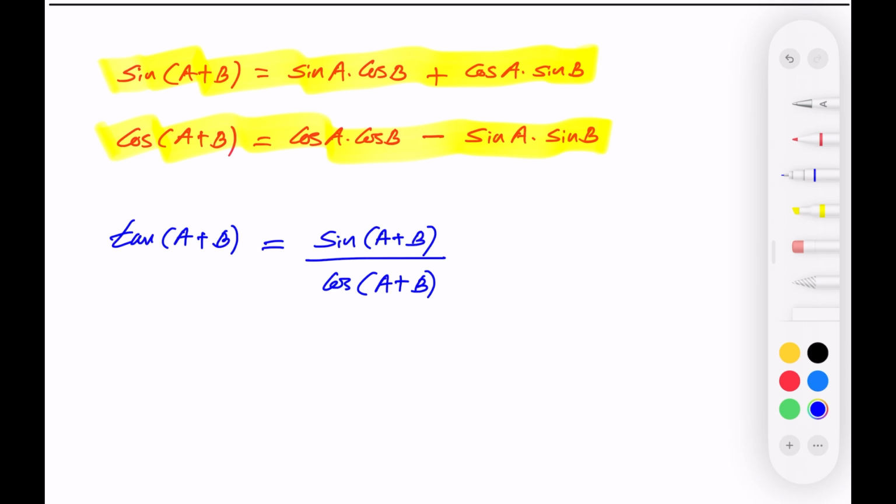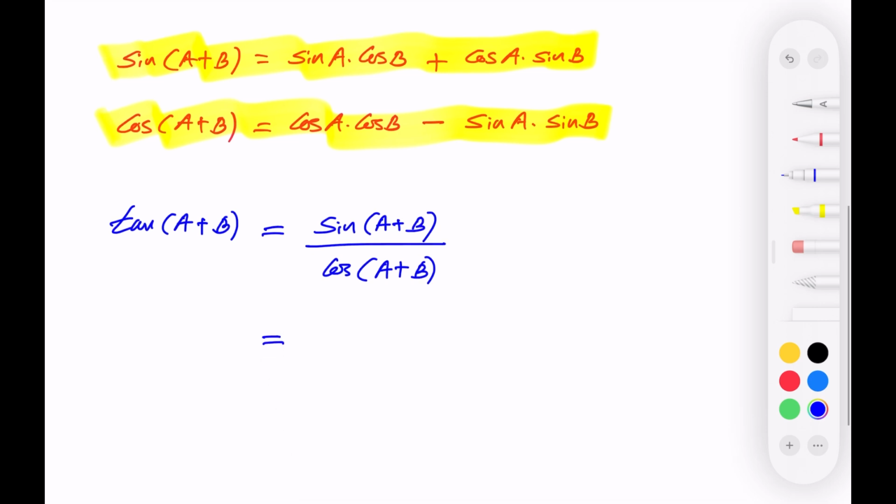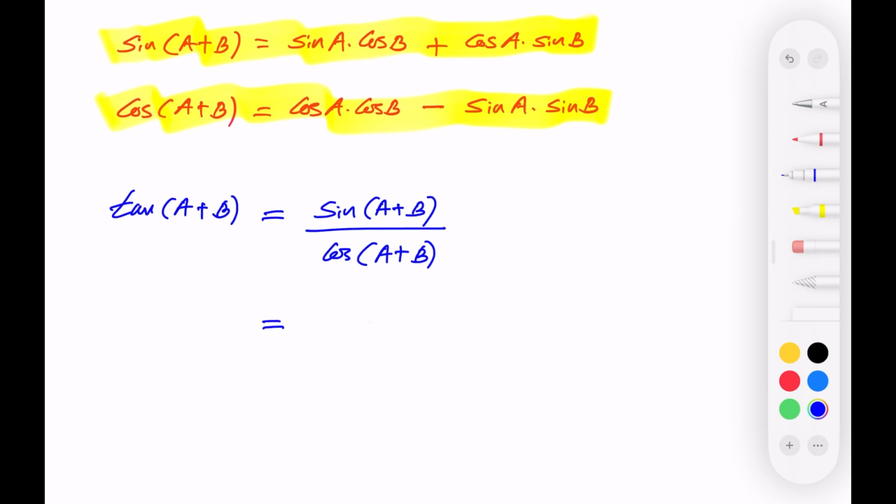We saw sine A plus B is equal to sine A cosine B plus cosine A sine B. Therefore, let me write down the numerator as that. That has to be divided by cosine A plus B. We saw cosine A plus B is equal to cosine A cosine B minus sine A sine B. Let me write down the denominator as that.